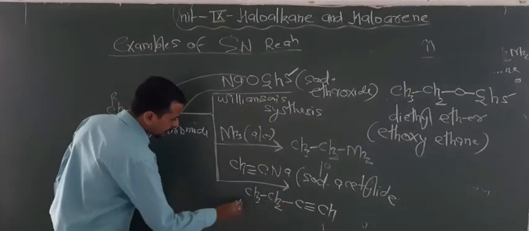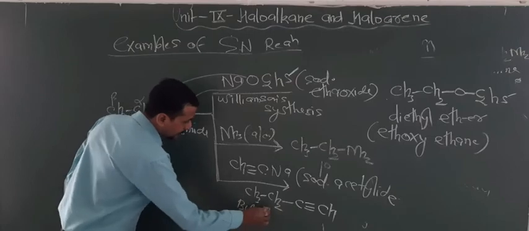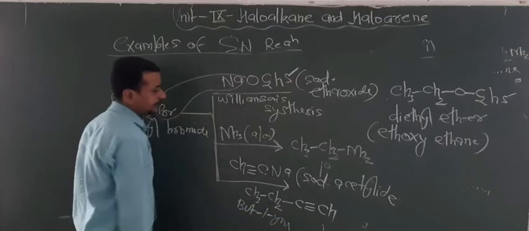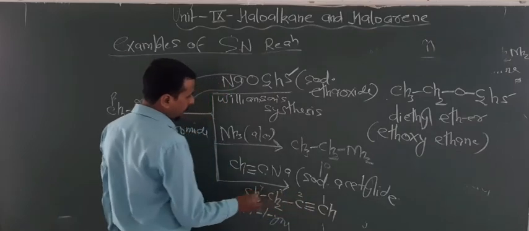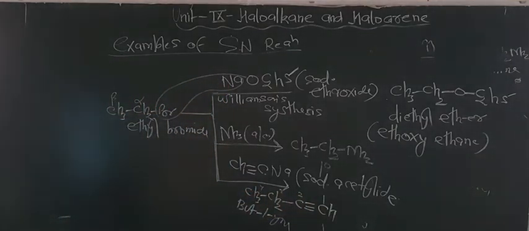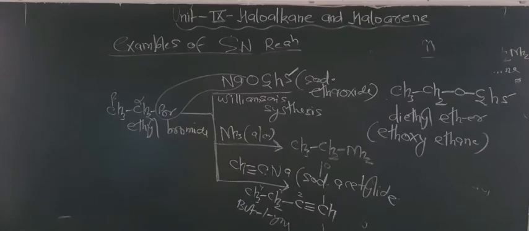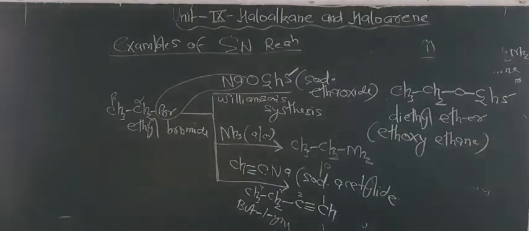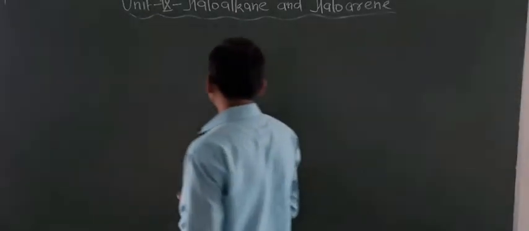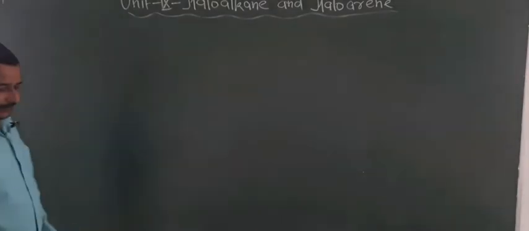So this is known as but-1-yne. Numbering starts from this triple bond: 1, 2, 3, 4. So these are some basic examples which are related to the substitution reaction. Now dear students, let us focus on some other reaction. Now let us focus on another important reaction, that is elimination reactions.